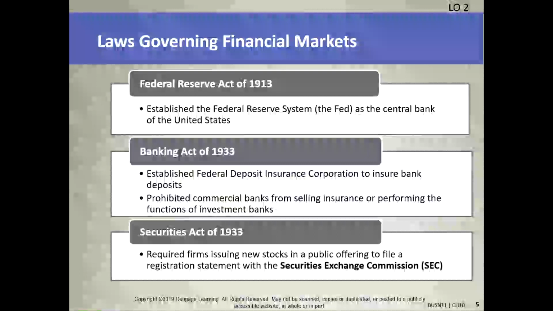Then we look at the Banking Act of 1933. This established what we call the FDIC, or the Federal Deposit Insurance Corporation, to ensure that bank deposits are insured up to a specific value. So early on, they were insured up to $2,500. When I was a kid, they were insured up to $100,000. Today, they're insured up to $250,000.